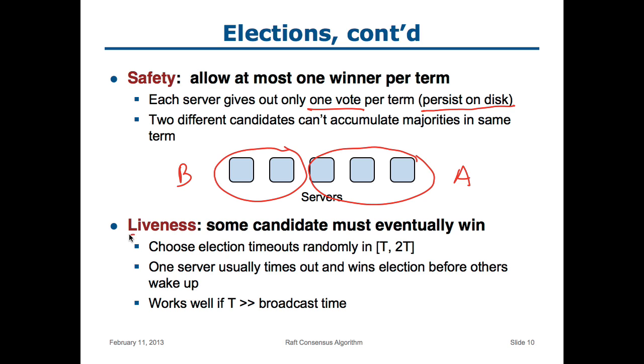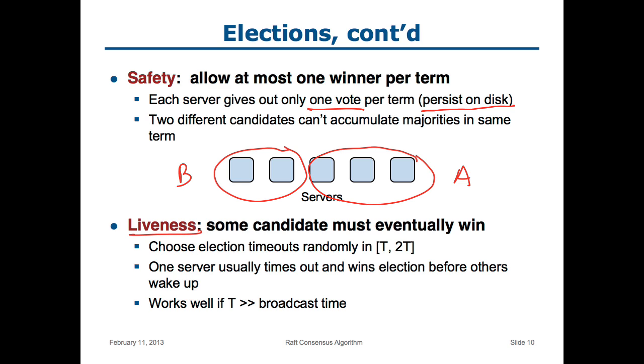Now, the second property is the liveness property. We need to make sure that somebody wins so the system doesn't stay in a state with no leader forever. And the problem is that we could, in principle, have repeated split votes, where a bunch of candidates all start elections for the same term at the same time. They split the votes, they all time out again, start a new election in a new term, split the votes again, and so on. And in principle, this could go on indefinitely.